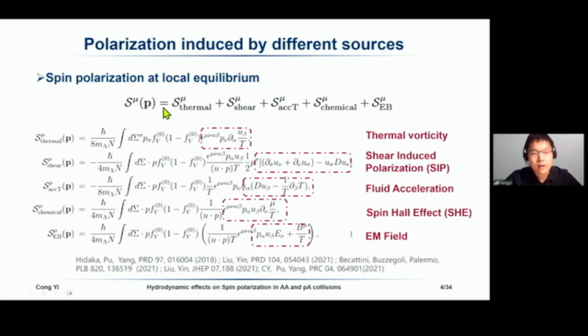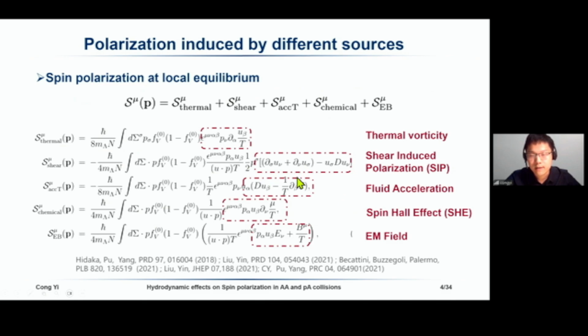Recently, many works have extended the global equilibrium to the local equilibrium and found that besides the thermal vorticity, there are some other effects that can also contribute to the spin polarization. They are related to the shear viscous tensor, fluid acceleration, spin Hall effects, and the electromagnetic field. Since the electromagnetic field decays rapidly in the heavy ion collision, we will neglect its contribution in the following discussion and call the other four contributions the hydrodynamic effects.